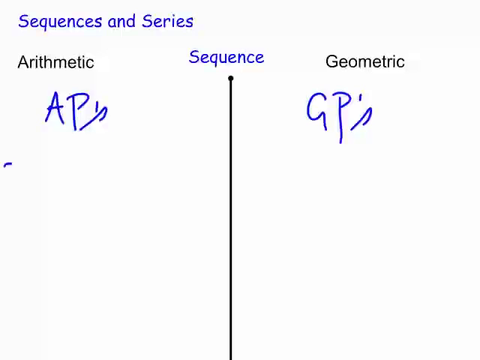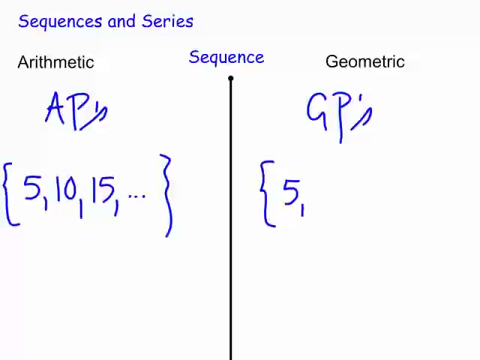We want an arithmetic list, so 5, 10, 15, ... and let's make up a geometric one: 5, 10, 20, ... Now the first question is, how do I tell? They both have a 5 and a 10. How do I differentiate between arithmetic and geometric?